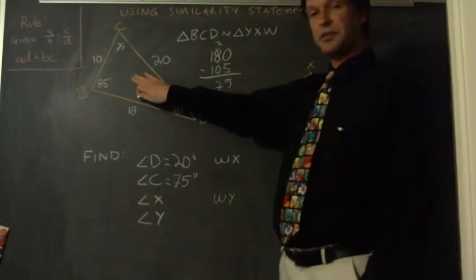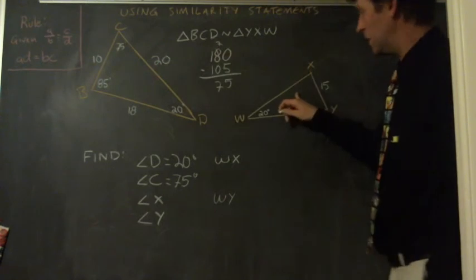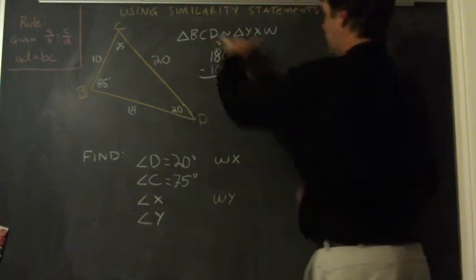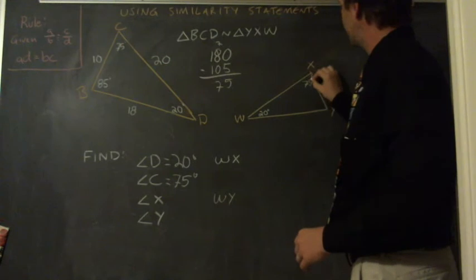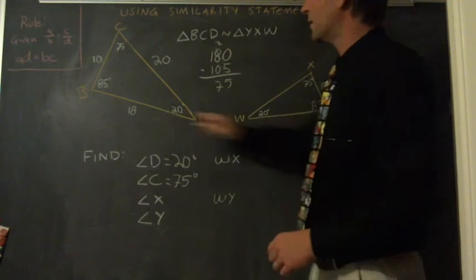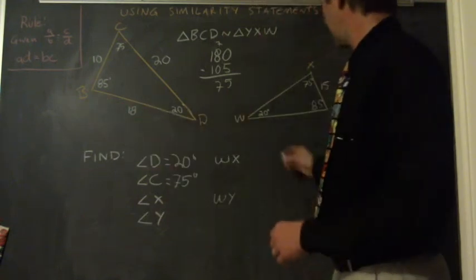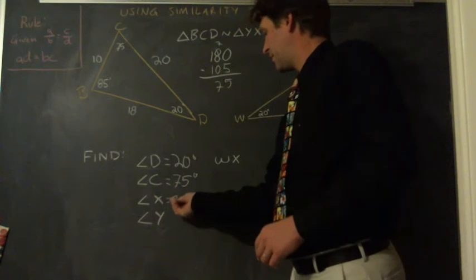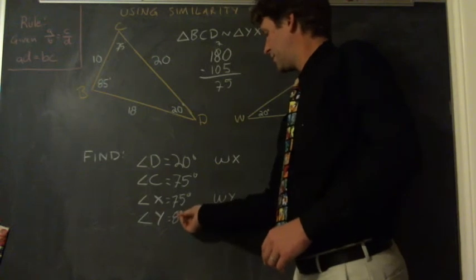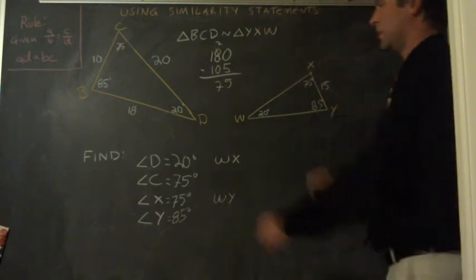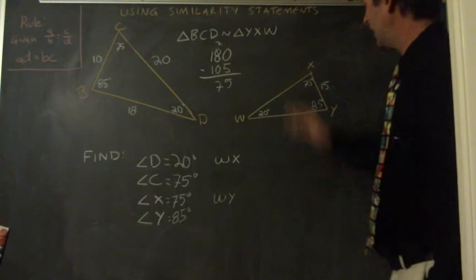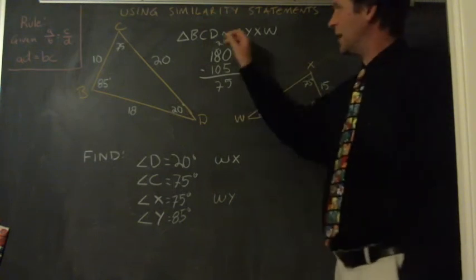If we know all three angles in this triangle, and it is similar to this triangle, we should know all three angles here. Angle X and angle C match up and are congruent. That leaves 75 for X and 85 for Y, because angle Y should be congruent to its corresponding angle B. X is 75. Y, 85. Congruent, congruent, congruent.